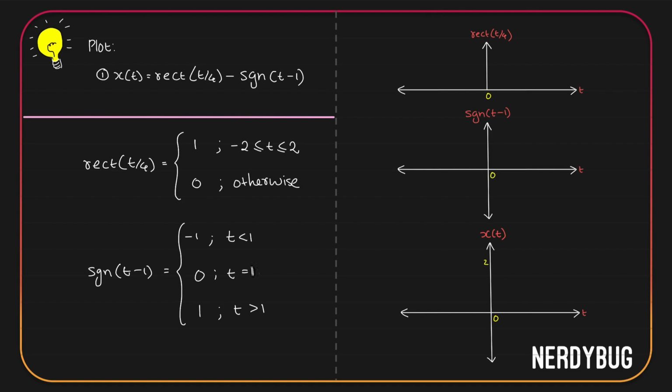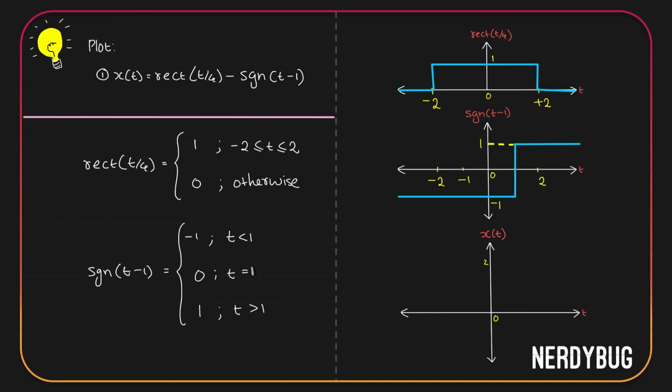Let's plot them one by one. I will mark minus 2 here and plus 2 here. The rectangular function will be 0, 1, again 0. For Signum function, let me mark minus 2, minus 1, 1 and plus 2. It is minus 1 until t is equal to 1. Then there is a sudden shift, after which it becomes 1.